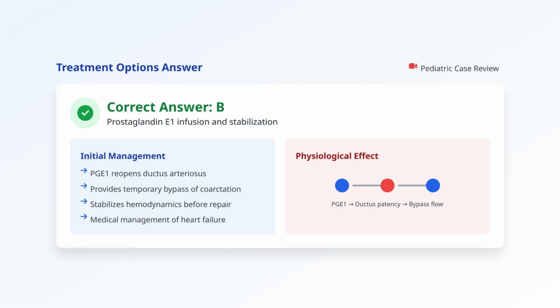Prostaglandin E1 infusion and stabilization. In neonates with critical coarctation presenting with heart failure, the first step is to stabilize the patient. Prostaglandin E1 reopens the ductus arteriosus, providing a temporary bypass of the coarctation and improving blood flow to the lower body. This, along with medical management of heart failure, stabilizes the patient before definitive repair. Once stabilized, surgical repair is typically performed, as balloon angioplasty alone has high recoarctation rates in neonates.